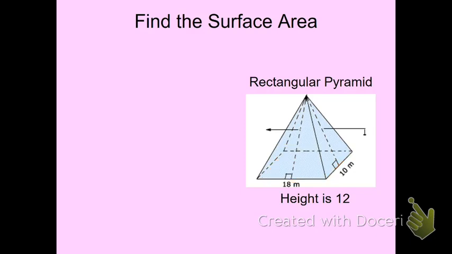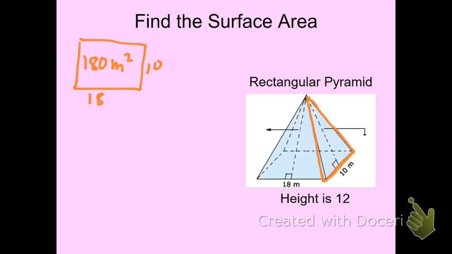18 by 10. That's an 18 by 10 rectangle. So the base has an area of 180 square, is it inches? Or sorry, square meters. Okay, now for the triangle. You've got two triangles that have a base of 10, here and here. So the base is 10, and there's two of them, so we need to find the height.